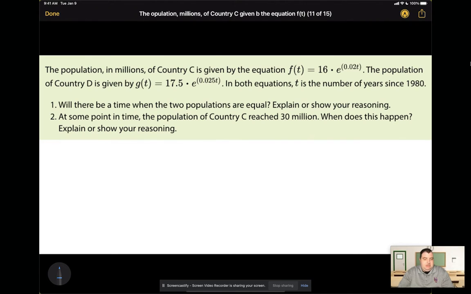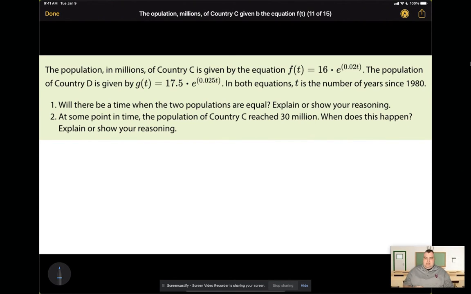The population in millions of country C is given by the equation f of t equals 16 times e to the 0.02t. The population of country D is given by g of t equals 17.5 times e to the power of 0.025t. In both equations, t is the number of years since 1980. Will there be a time when the two populations are equal? Explain or show your reasoning.